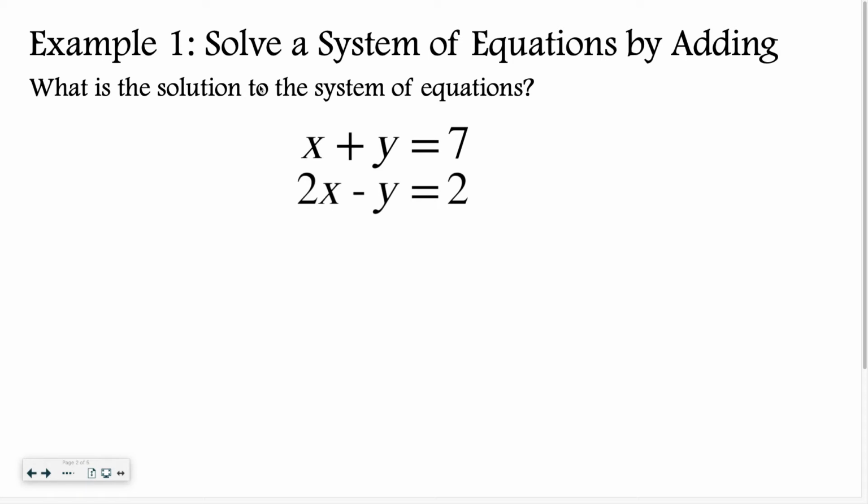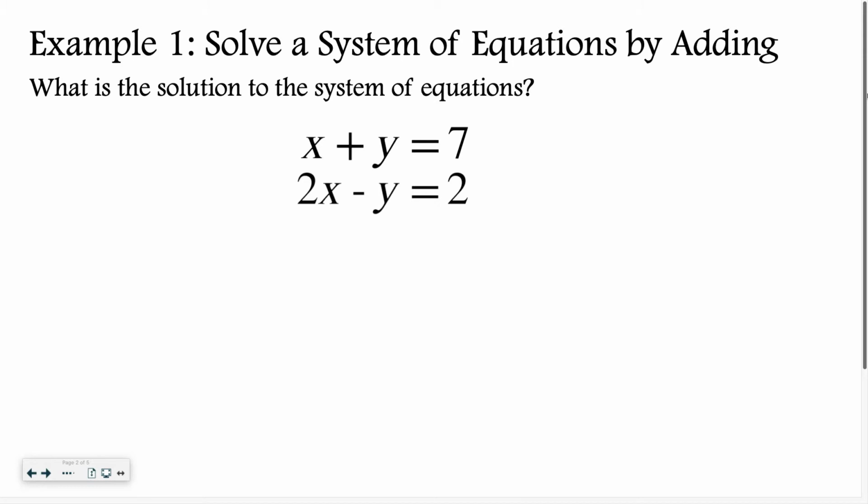Remember, a solution to a system of equations is an ordered pair. So that means we have to figure out what x is and we have to figure out y. It does not matter which one you figure out first. Okay, so if I look at this problem, I have two different equations. I have x plus y equals 7 and 2x minus y equals 2. So elimination is where you add and subtract entire equations together in order to get rid of a variable.